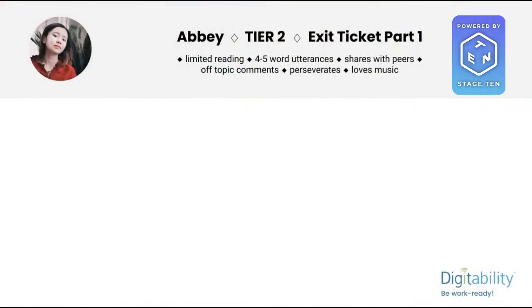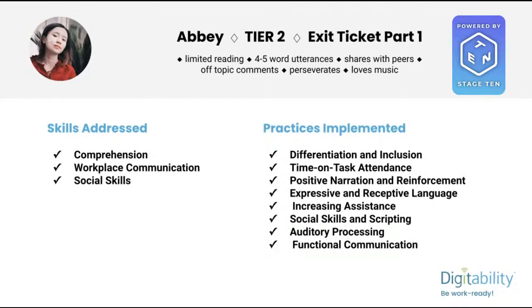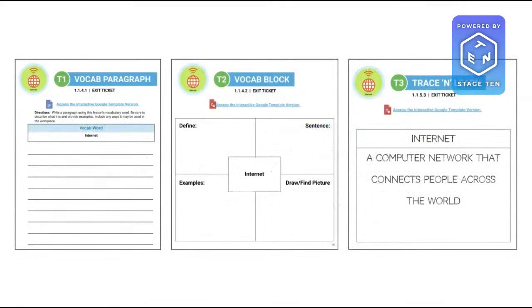The next part of the lesson plan is the exit ticket part 1. For exit ticket part 1, we'll think back to our tier 2 student, Abby. In part 1 of the exit ticket, students will be given a worksheet to complete that will allow them to demonstrate their learning from that day's lesson. There are 3 levels of differentiated resources for students to complete the exit ticket, including paragraph writing, a vocabulary block, and a trace and learn.